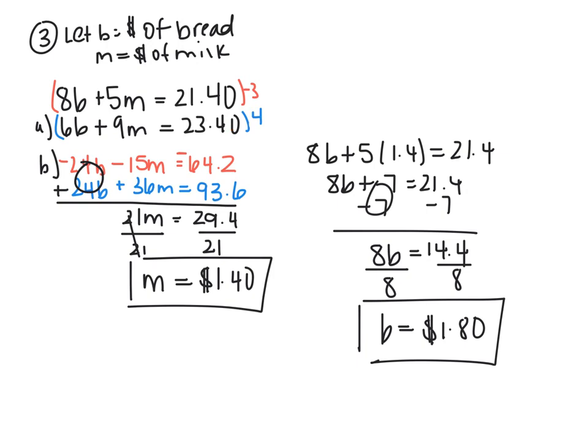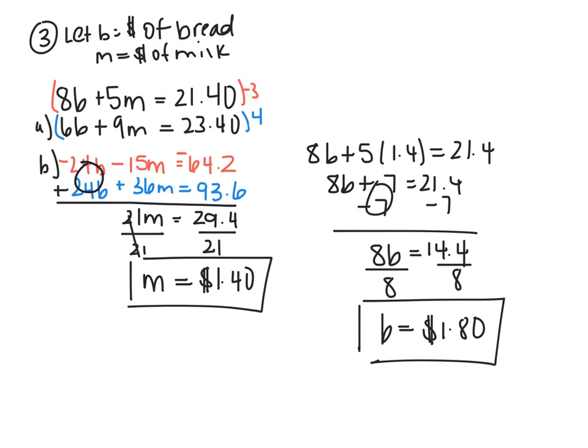So I used elimination. I multiplied the top equation by a -3. And I multiplied the bottom equation by a +4 in order to cancel out the b's. So multiplying the top equation by a -3, you get -24b minus 15m equals -64.2. Multiplying the second equation by 4, you get 24b plus 36m equals 93.6. So then you add the two equations together, the b's cancel out, you end up with 21m is equal to 29.4. Divide both sides by 21, you end up that milk costs $1.40 per liter.